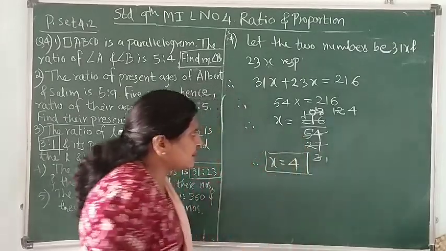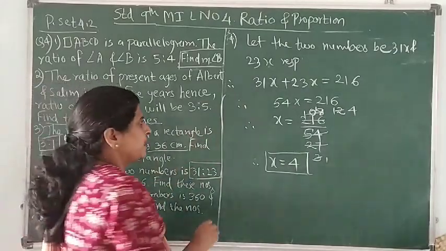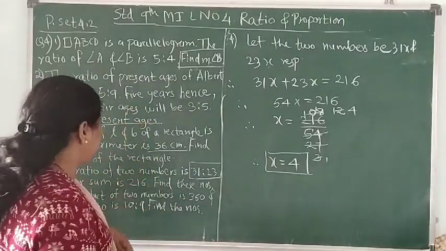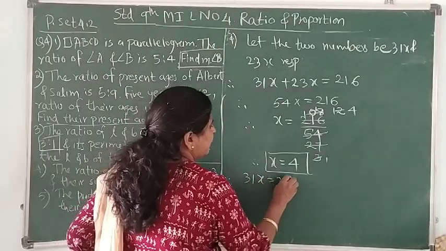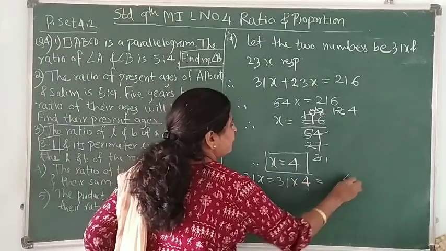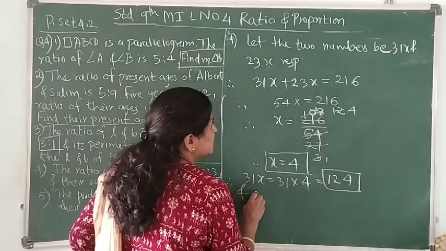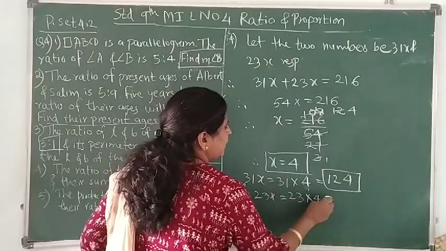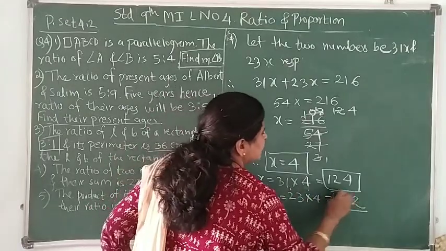Sometimes some students go wrong in these calculations also. That's why it is explained properly. Now after this we have got the common multiple. Now we want the numbers. So the first number is 31x, that is 31 multiplied by the value of x, which is 4. So multiply this by 4. 4 1s are 4, 4 3s are 12. So this is the first number, and the second number is 23x. So you have to multiply 23 by 4. 3 4s are 12, 4 2s are 8, 1, so 92. So these are the two numbers.